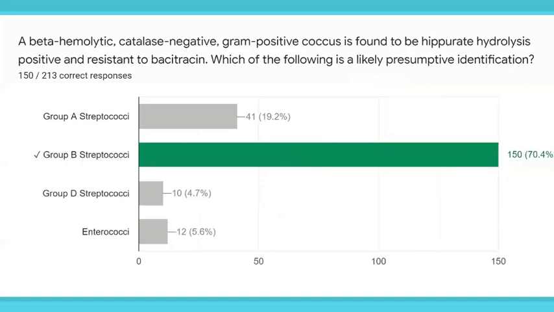Okay. One test that we could do is your bacitracin susceptibility. In your bacitracin susceptibility, group A would be susceptible, whereas group B would be resistant. Okay. Aside from that, please remember that your group B is CAMP positive as well as hippurate hydrolysis positive. Okay.